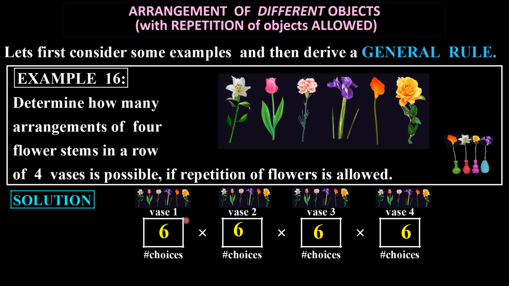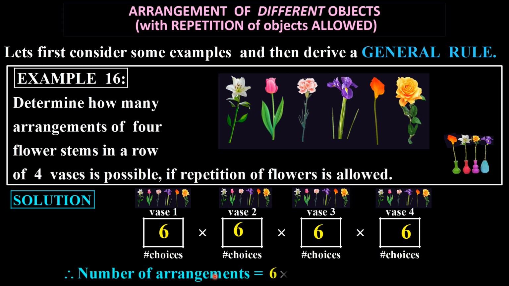But what it means here is I can have a tulip here, and then another tulip, and another tulip, and another tulip. I can have 4 identical flowers there, right? Or I can have a rose and a rose and a rose and a rose. Or I can even have an iris and a rose and a rose. So repetition is allowed here, and when you have repetition, your number of choices actually increases.